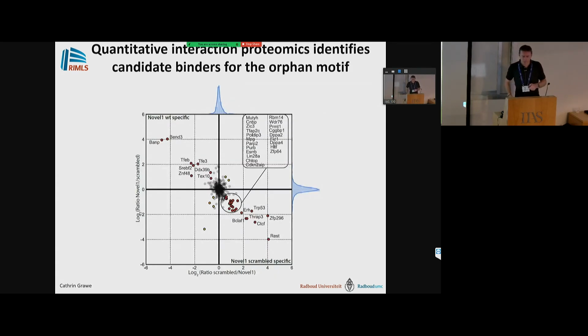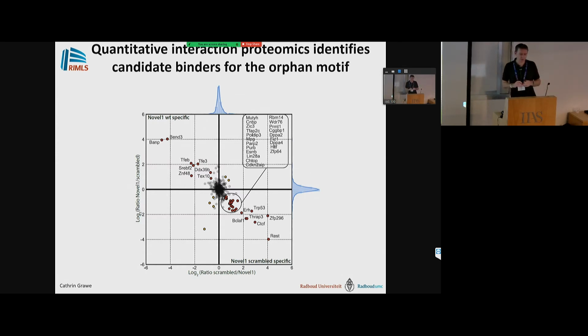So we then performed quantitative interaction proteomics. First we performed the specificity experiment with the wild type and a scrambled motif. And in this quadrant here, you can see the proteins we identify as having a binding preference for the CG motif compared to a scrambled motif. And 2 proteins stood out, BEND3 and BEND3's relative BEMP. So these are both BEN domain containing proteins, one of which is known to be a transcription factor. The other one was completely not characterized as a transcription factor.